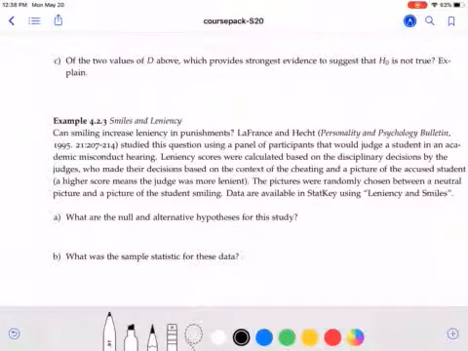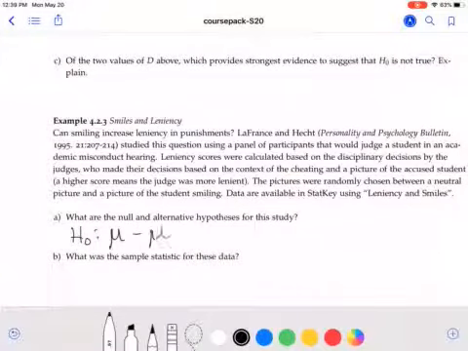We want to ask ourselves first, what type of data are we dealing with, quantitative or categorical? We're dealing with leniency scores, so these are going to be numbers. So we have quantitative data. The next question is, are we looking at just one sample or comparing more than one? Here we have the sample data for the neutral pictures and the sample data for the smiling pictures, so we're comparing those two means. Our null hypothesis is going to be a comparison of two means.